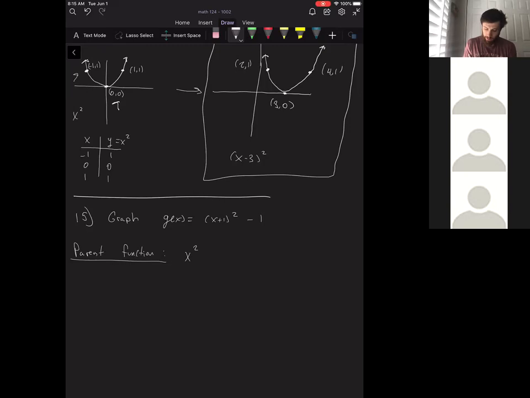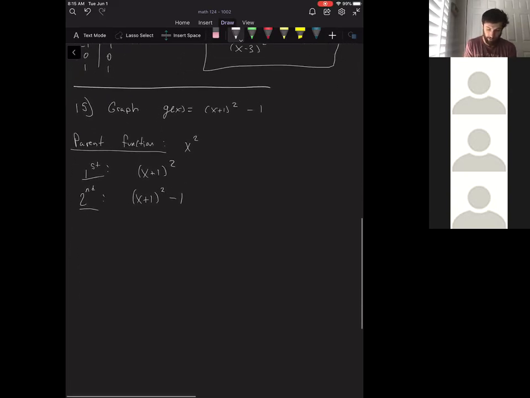So now we have two things going on. You see how we have something added to the x and something added to the outside of the x. So we have two transformations. And we always start with the one closest to the x. In this situation it's going to be this +1. So our first transformation is going to be (x plus 1) squared. And then the last thing is subtracting the 1 on the outside. So in this problem, we're going to have three graphs. We'll have a graph of the parent function, the first transformation, and then the second transformation. But our second transformation is exactly what we wanted to graph. So we're going to stop right there.